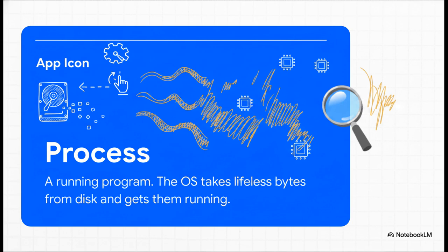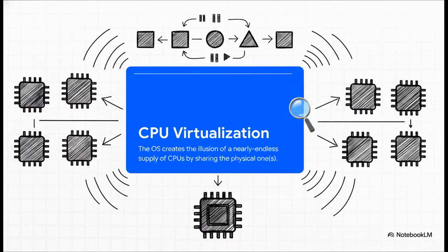Think about an app icon sitting on your desktop. That's not the program, not really. It's just a bunch of lifeless instructions sitting on your hard drive. But the moment you double-click it, the operating system swoops in, breathes life into it, and transforms it into an active, running process. The OS pulls off this incredible trick using a concept called CPU virtualization.